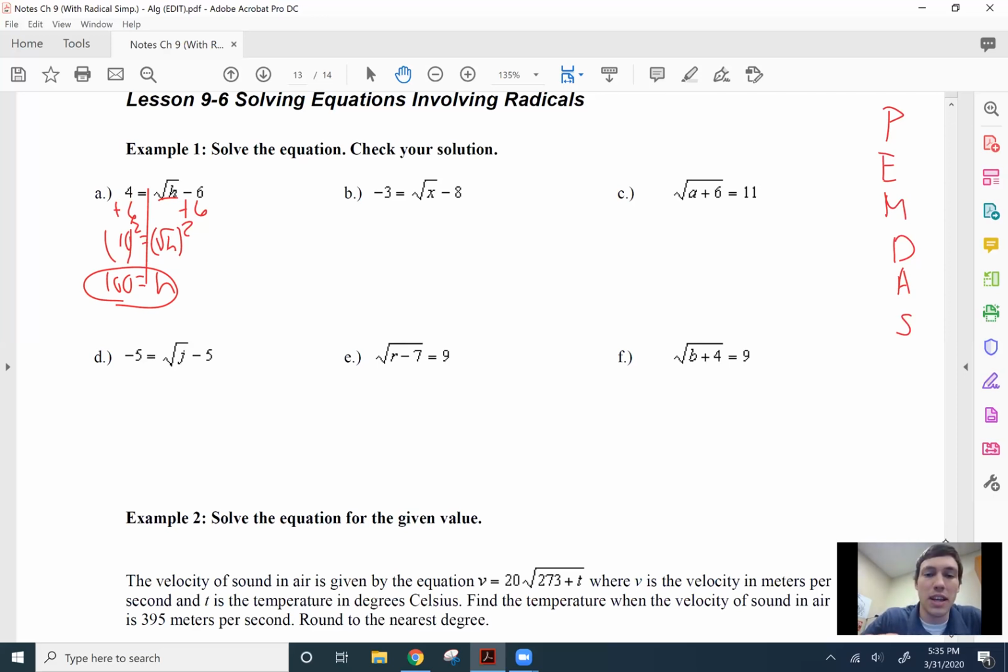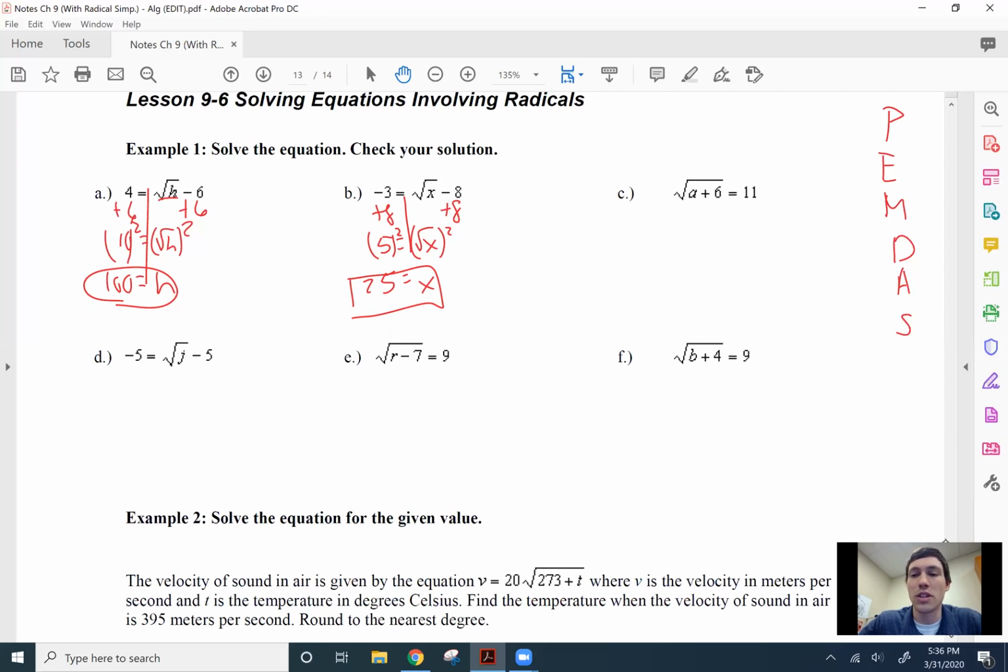In this case, x is being square rooted and subtracted by 8. So I'm going to add 8 to both sides. So I get 5 equals square root of x. X is being square rooted, so I square it. So you get 25 equals x. I'm done. In this case, a is being added by 6 and square rooted.